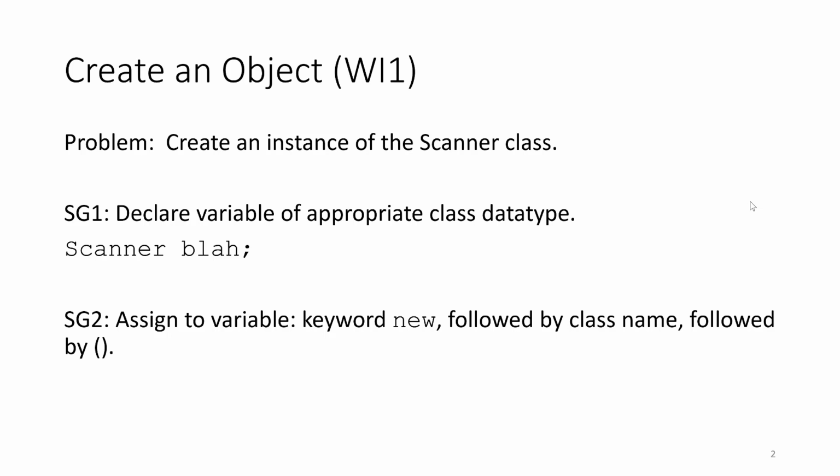Subgoal 2 is then to assign to that variable the keyword new followed by the class name followed by parentheses. Notice the subgoal says to assign to the variable we just declared, blah, the keyword new followed by the class name, which is scanner, followed by open and close parentheses.